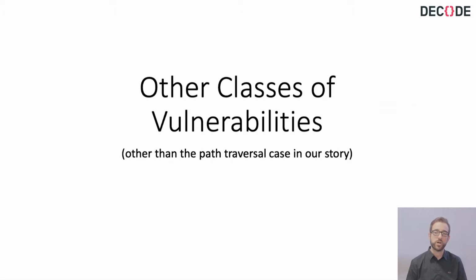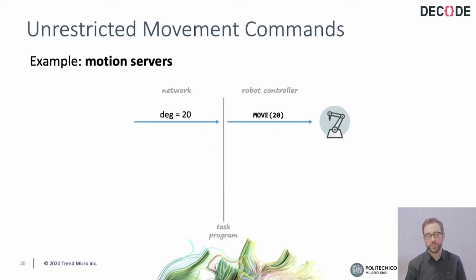So the question is, are there other classes, other types of vulnerabilities that we have found? I think the most frequent case was what we called motion servers. Motion servers are essentially network services that expose a simple API, usually through UDP, but also TCP. And they allow you to listen for commands, movement commands, that's why they're called motion servers, to receive movement commands from the outside, and the robot will essentially execute those movements only.